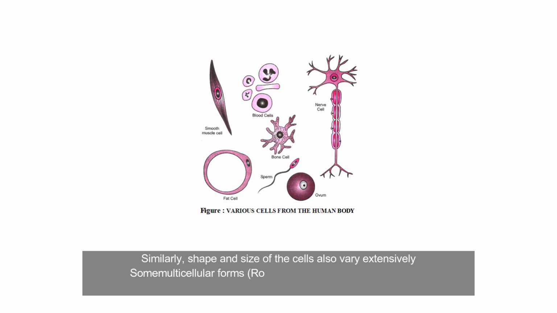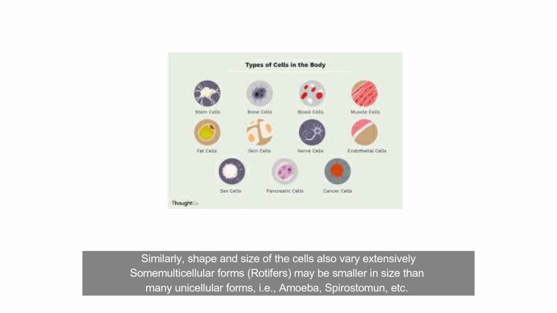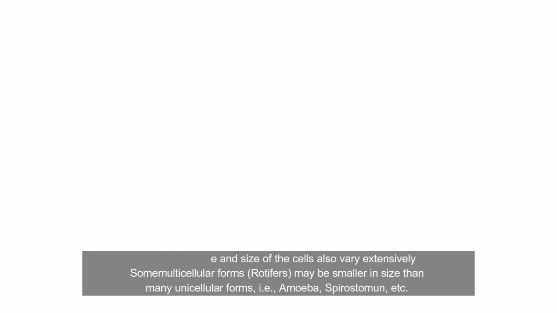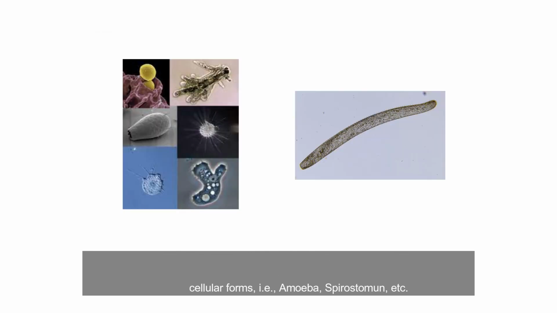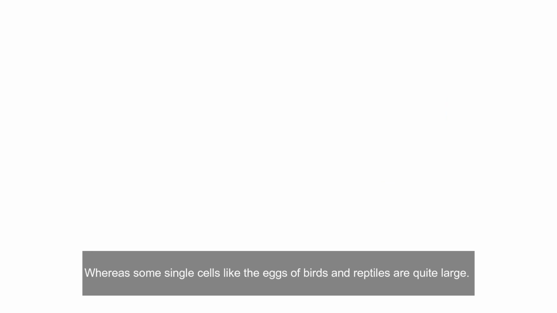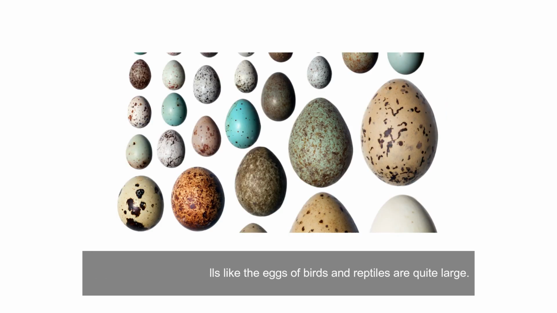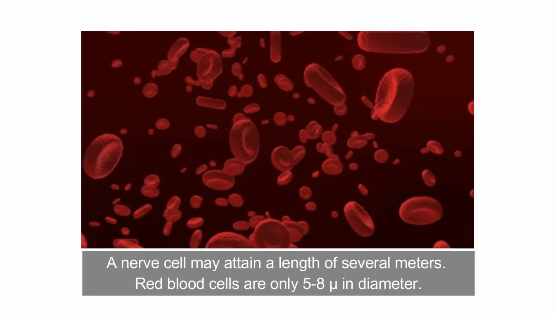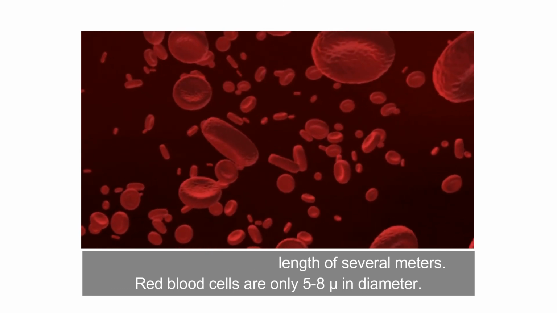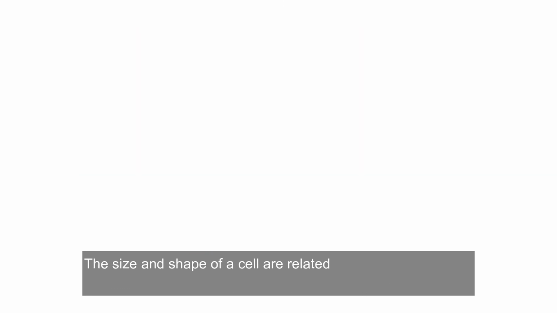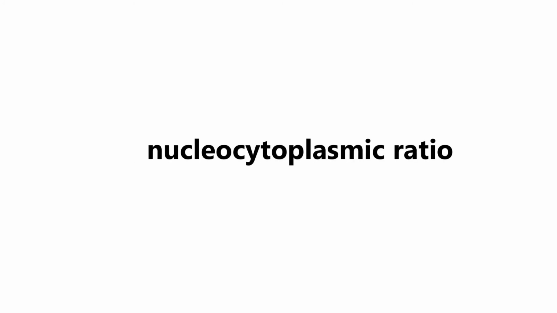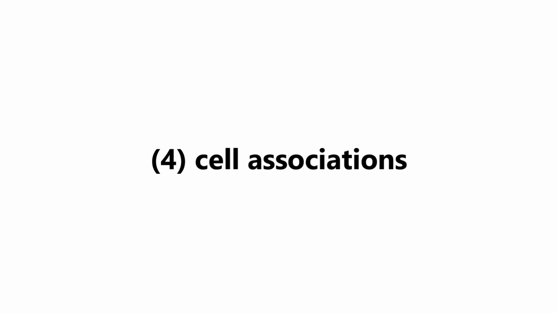Similarly, shape and size of the cell also vary extensively. Some multicellular forms, rotifers, may be smaller in size than many unicellular forms, that is, amoeba, Spirostomum, etc. Whereas some single cells, like the eggs of birds and reptiles, are quite large. A nerve cell may attain a length of several meters. Red blood cells are only 5 to 8 micron in diameter. The size and shape of a cell are related to its functions and are governed by four factors: surface volume ratio, nucleocytoplasmic ratio, rate of cellular activity, cell association.